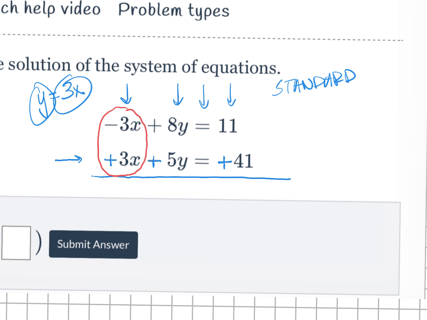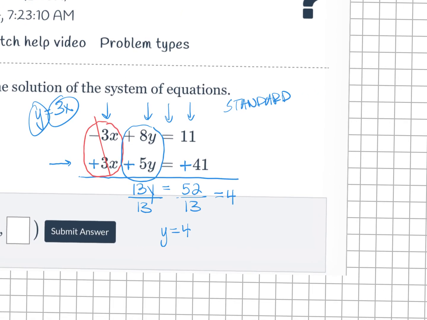So negative 3x's and positive 3x's cancel each other out, and now there's no more x's. And then in this row, we've got 8y plus 5y is 13y. And then over here is 11 plus 41 is 52. If I divide by 13, 52 divided by 13 is 4. So my y equals 4.